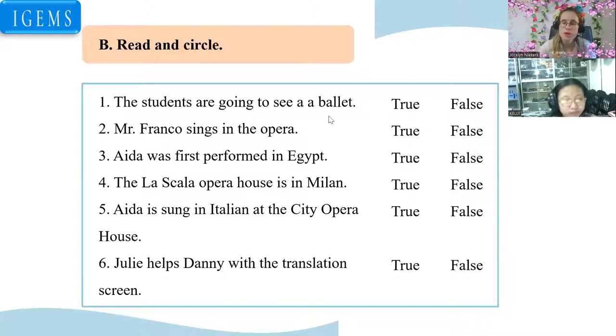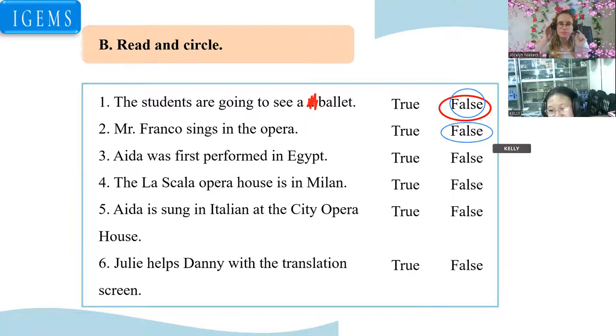All right, the students are going to see a ballet. True or false? False. Phew, false. They made lots of typing mistakes here. What were they going to see? The students are going to see an opera. At the opera house. Mr. Franco sings in the opera. Sorry, sings. False. You're sleepy. I'm very sleepy. I didn't sleep well.